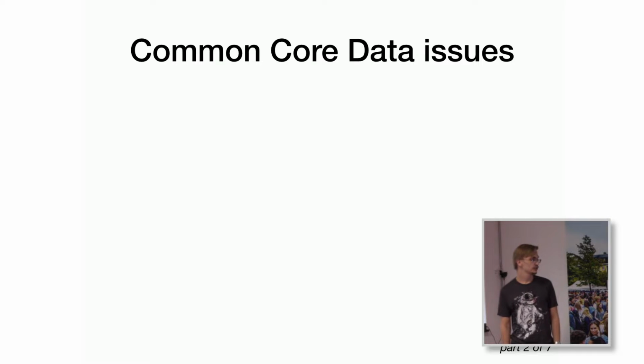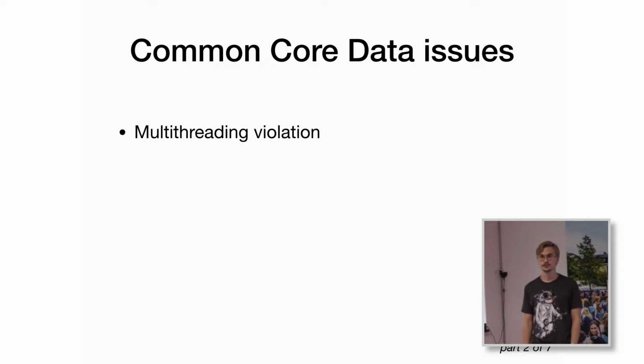The issues. Which issues did we face? First of all, multi-threading violation. Number one issue. It's a problem because of developers, not because of some limitation of the framework. If you use an NSManagedObject outside of its context, you're in trouble because nobody can guarantee you the behavior. Sometimes it can work, sometimes it can behave weirdly, sometimes it can just crash.